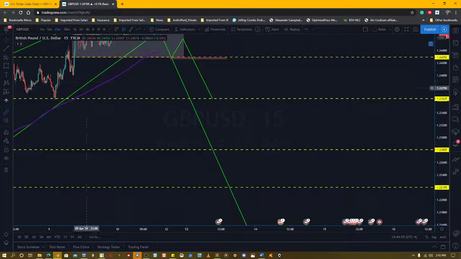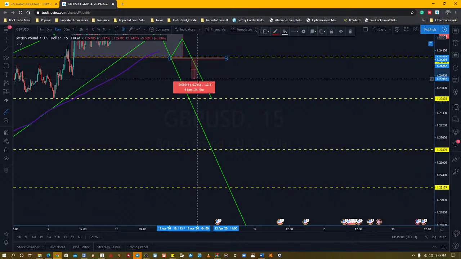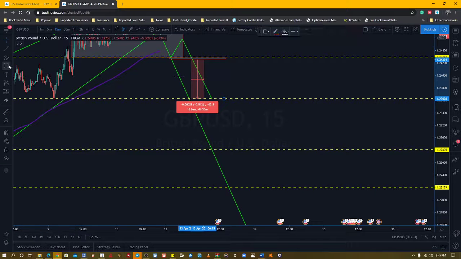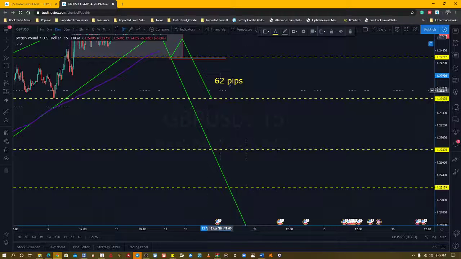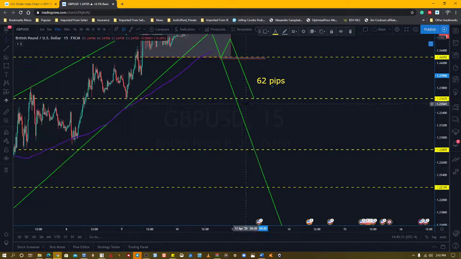Now, what does that look like for you as far as pips goes? If we enter in, let's just say around this area of price, and we take it down to this zone, look here, that's 62 pips. So let's just put that on our chart, 62 pips. Depending on your lot size, that could be your whole week right there. Standard lot at $10 a pip, that's $620. 10 standards, that's $6,200. So this depends on what you're trading at.